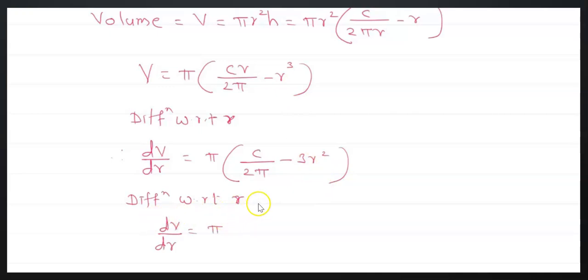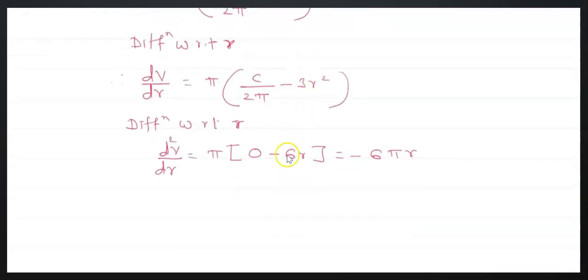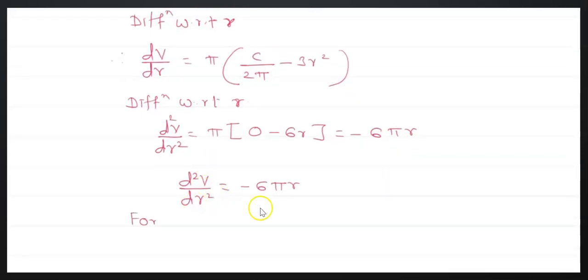Now differentiate this again with respect to r. The second derivative is pi in bracket (derivative of c upon 2 pi is 0, and 3r square gives minus 6r), and that is equal to minus 6 pi r. The second derivative d2V upon dr square comes out negative, and this is the condition for the maximum. That is minus 6 pi r.